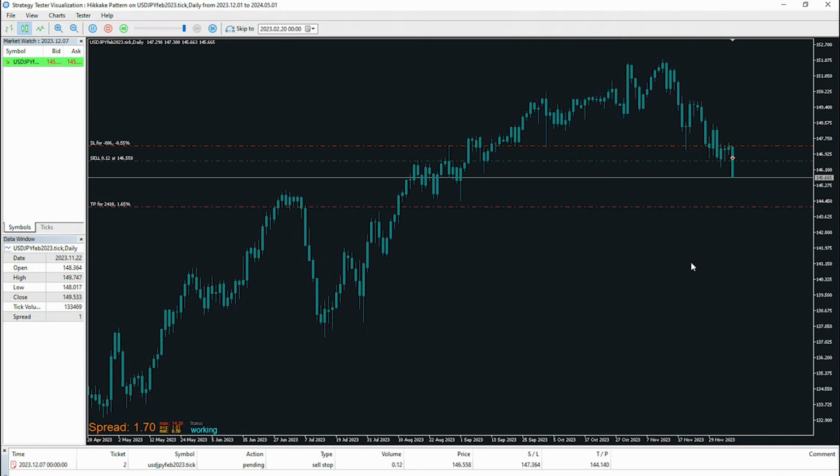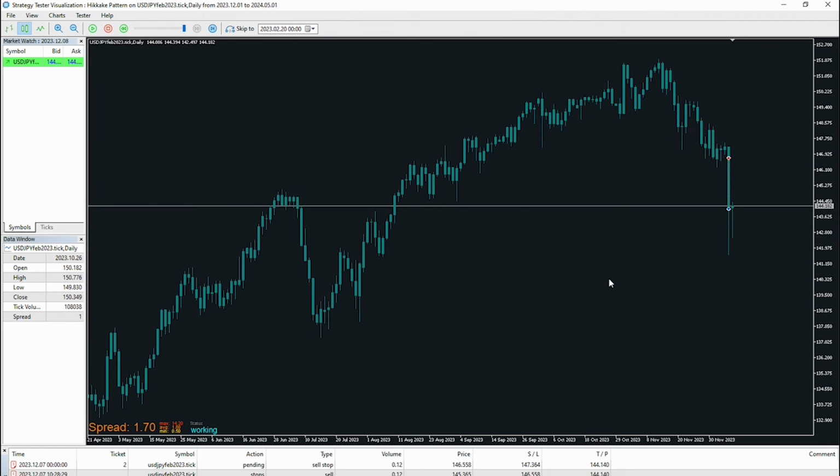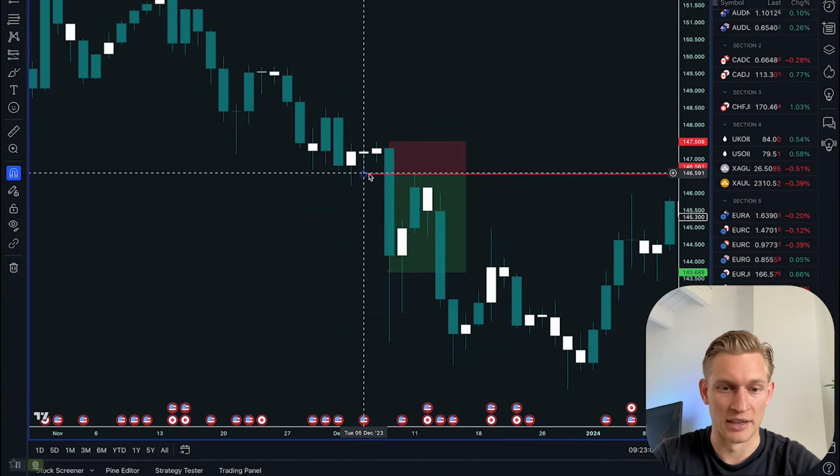Right here you see that same chart, and here you see the trade was taken, stop loss was moved to break even, and let's see if we hit target, and we hit the target, right? So let's jump back here. You can see easily that same setup.